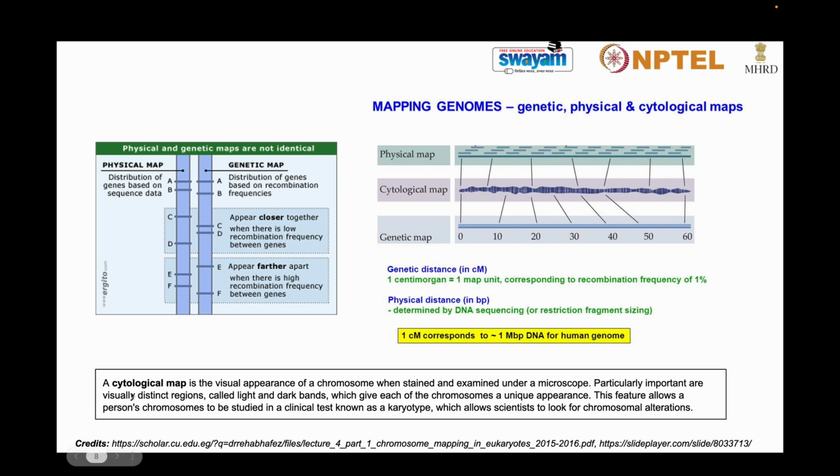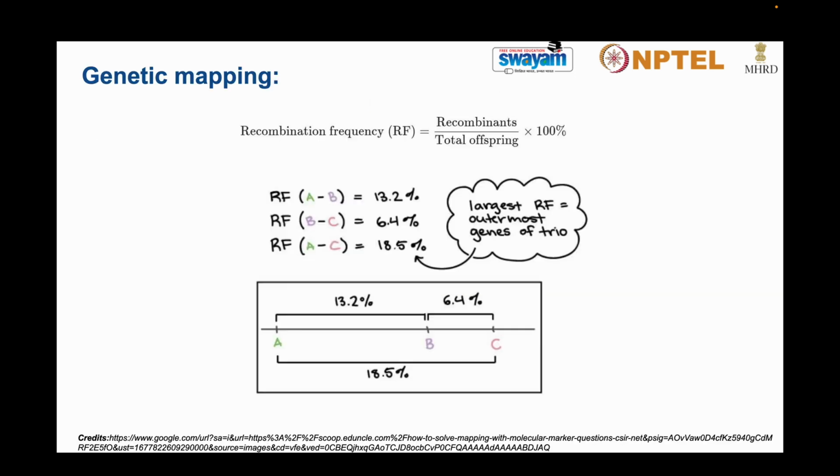This feature allows a person's chromosomes to be studied in a clinical test known as a karyotype, which allows scientists to look for chromosomal alterations. When we talk about the karyotype, the map we create is the cytological map, with which we track the differences between two chromosomes. In this way, these are the different types of maps that are developed.